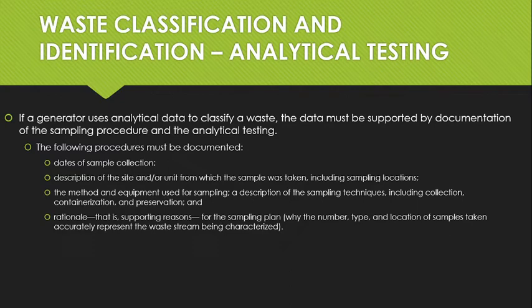So if a generator uses analytical data to classify a waste, the data must be supported by documentation of the sampling procedure and the analytical testing. So things like dates of the sample, description of where it was taken, the method and equipment used for sampling, and a sampling plan, which would be in more severe circumstances. Most of the time, it's just us sampling from a drum. So all of this information is included on your chain of custody when you're pulling a sample. So, it's not too hard of information. Basically, when did you pull the sample? What time was it? The day, and stuff like that. It's pretty simple.